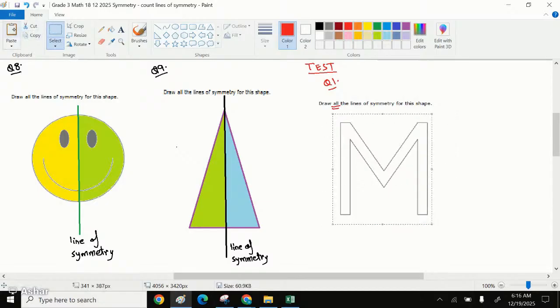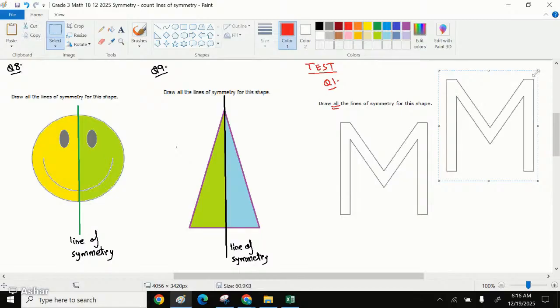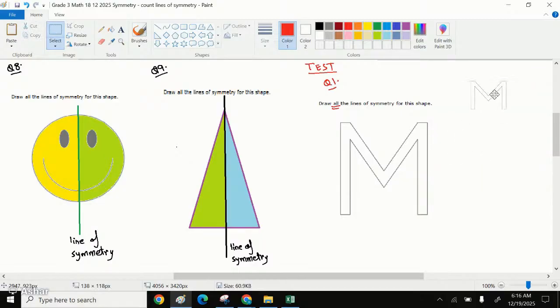So what we can do is we can draw it on the side for our reference, so that we do not draw on the main shape, and let's keep it over here. If I would draw a line that is vertical, that is passing through the center, so we can say that this is the line of symmetry.